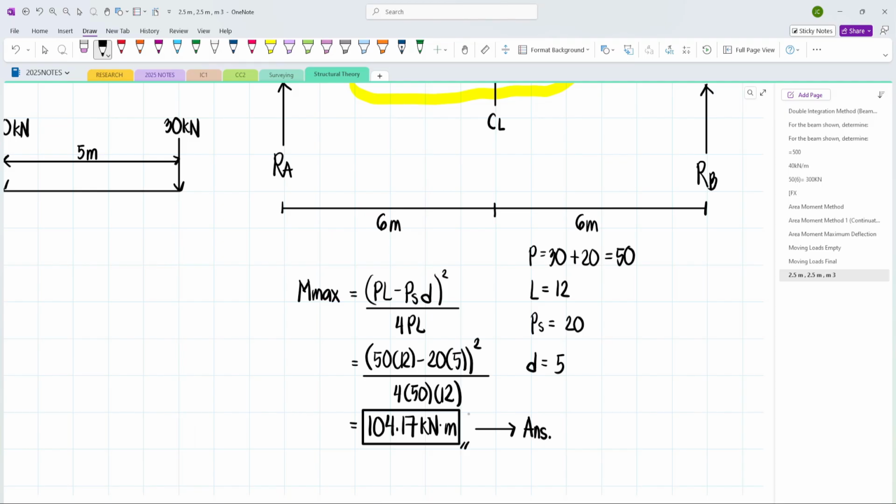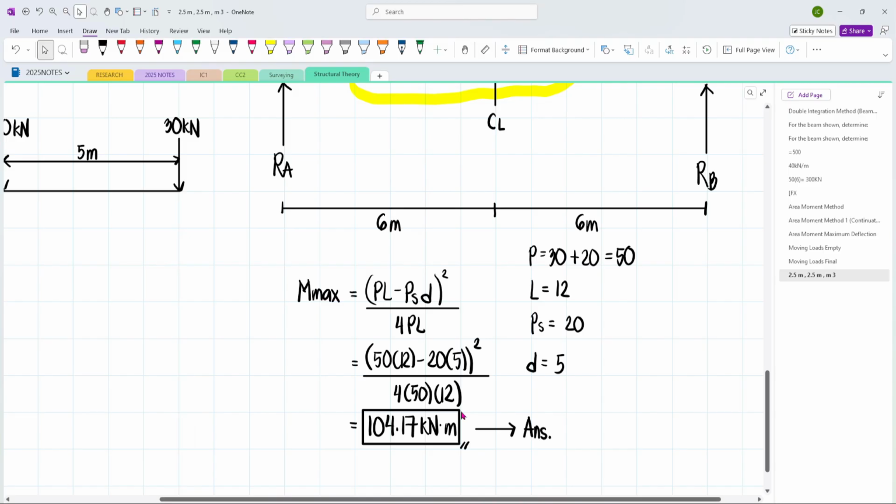Bali, yung mangyayari dyan, if for example lang, yung 10 kN is nasa labas ng span, but then we want the maximum moment under the 20 kN load, then we have to solve manually talaga. We solve the maximum moment under the 20 kN load by solving a new location of the resultant and using that location to determine the maximum moment.